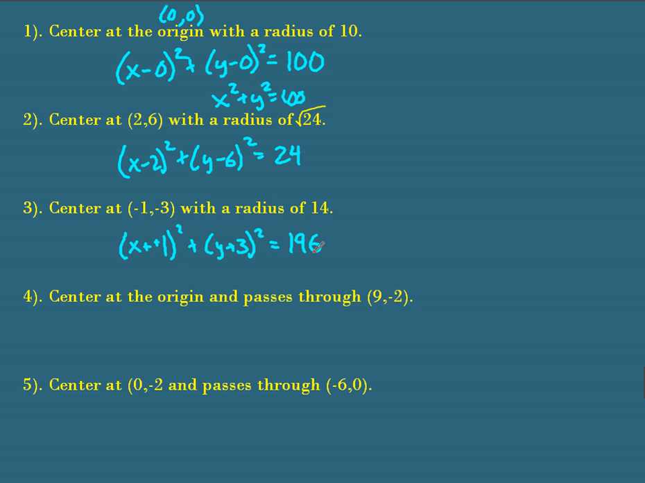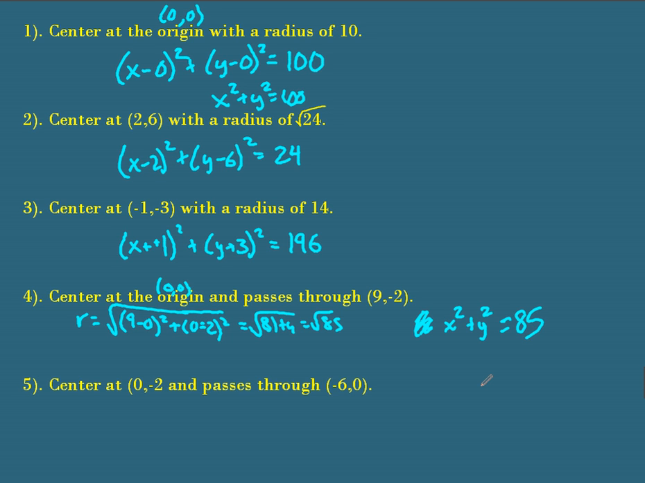For the next one, we are still going through the origin, so this is still 0, 0. Now we're going through another point, so we need to figure out what the radius is. We need to use the distance formula. So subtract the x value, 9 minus 0 squared, and subtract the y value, minus negative 2 squared. So this equals the square root of 81 plus 4, which is the square root of 85. That means my equation will be x minus 0 squared, so just x squared, plus y squared, equals the square root of 85 squared, which is 85.